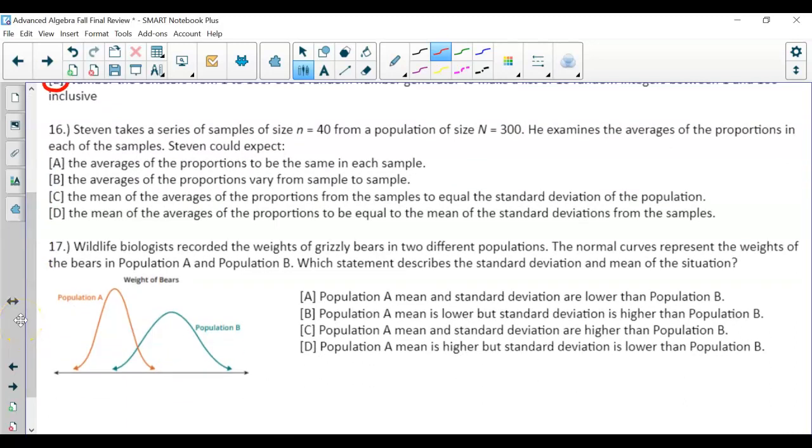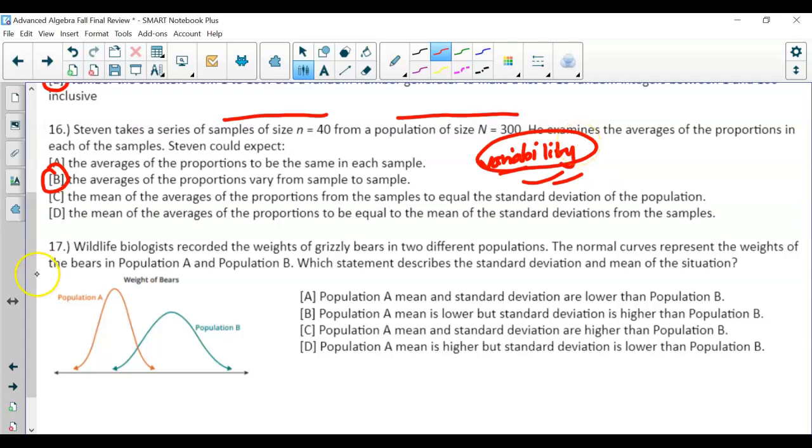So then 16. This is the relationship between when you have a sample size and a population. Now keep in mind, there is that concept that we've talked about, the sample to sample variability. So again, you could have that relation where it's always going to change and vary from sample to sample. That's why the answer here is B, because again, they're going to vary from sample to sample. Again, that's that idea of the variability.